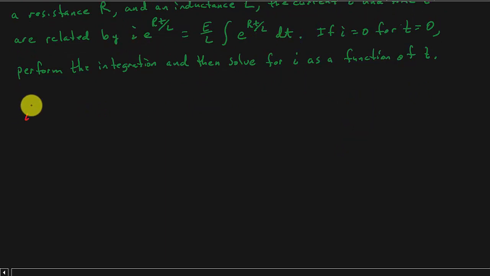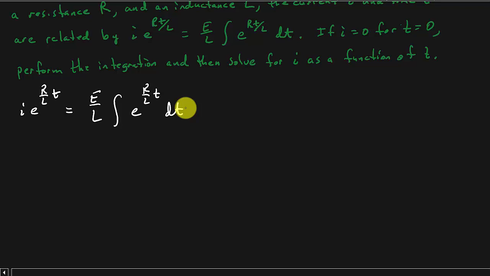So that's I. Let me change colors real quick. That's going to be I e to the R over L t. I know in the problem I have the t up there with the R. If I have a constant, I just like writing it out to the side of the variable. That's no big deal if you write it like this. Okay, same thing. And that equals E over L times the integral of e to the R over L t dt.